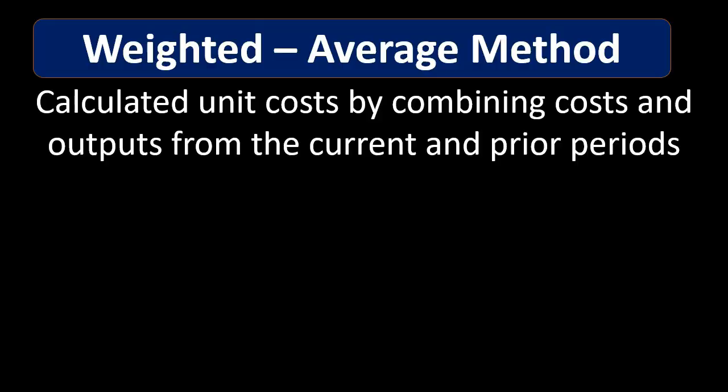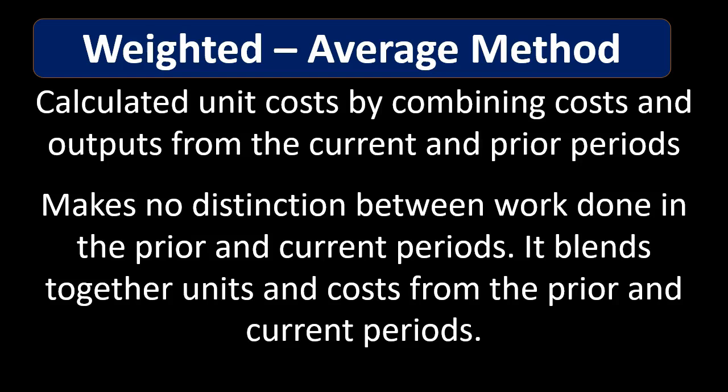Weighted average method. It calculates unit cost by combining costs and outputs from the current and prior periods. So in other words, we're looking at costs and outputs and combining them from the current and prior periods. It makes no distinction between work done in the prior and current periods. It blends together the units and costs from the prior and current periods. So in so doing, we're going to blend them together. That's going to be the averaging process, and we assume the averaging process will basically work itself out. The average will work and be okay to use.